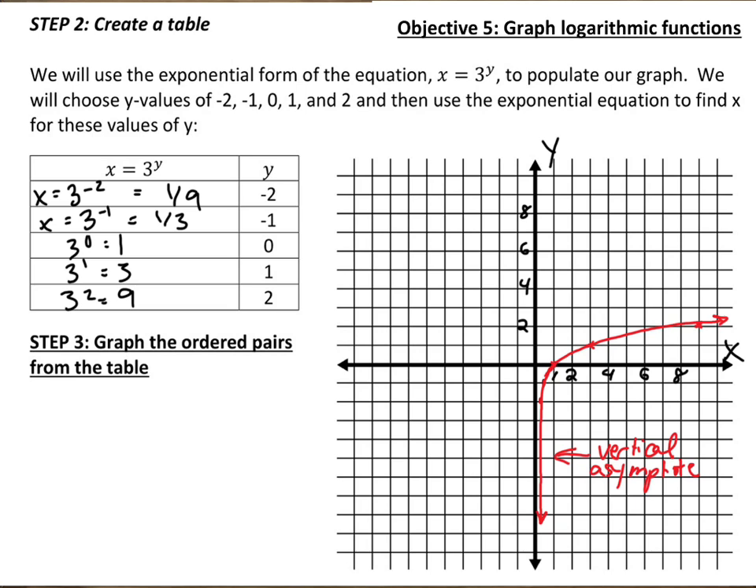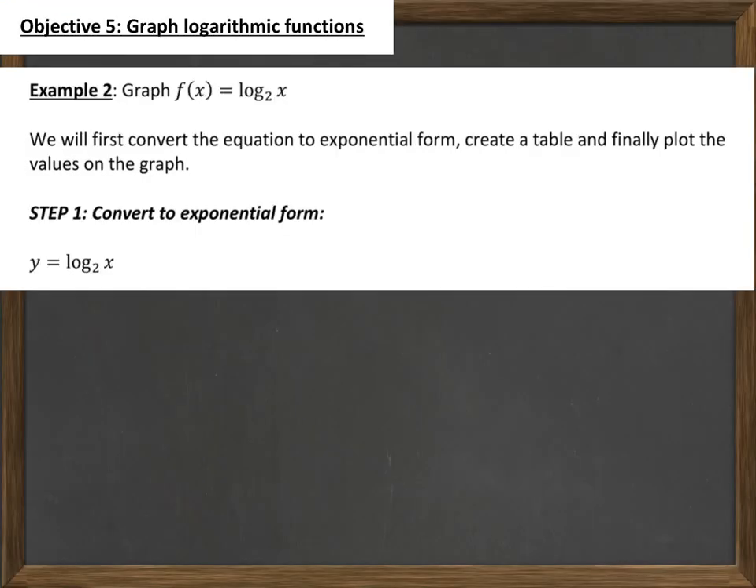Okay, all right, let's do another example to get more comfortable with this process. So this one says graph f of x equals the log base 2 of x. Okay, so again, we're going to take y equals log base 2 of x and we're going to rewrite it in exponential form. So remember, our base is 2, so we're going to write 2. Our exponent is y, so we have 2 to the y power, and our result is x, so we have 2 to the y power equals x.